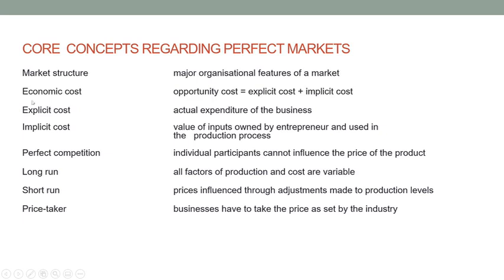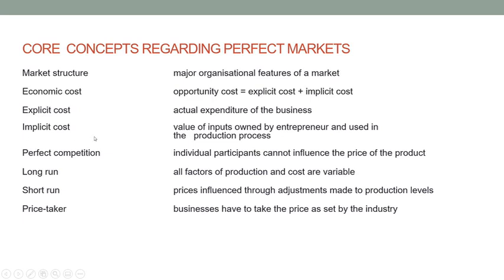Then your economic cost, also known as your opportunity cost. And these are equal to the explicit plus the implicit costs. And I'm going to explain now what are explicit and what are implicit costs. So your explicit costs are the actual expenditures of the business. If you look at your rental, your wages and salaries, all the things businesses have to spend money on, that's their explicit cost.